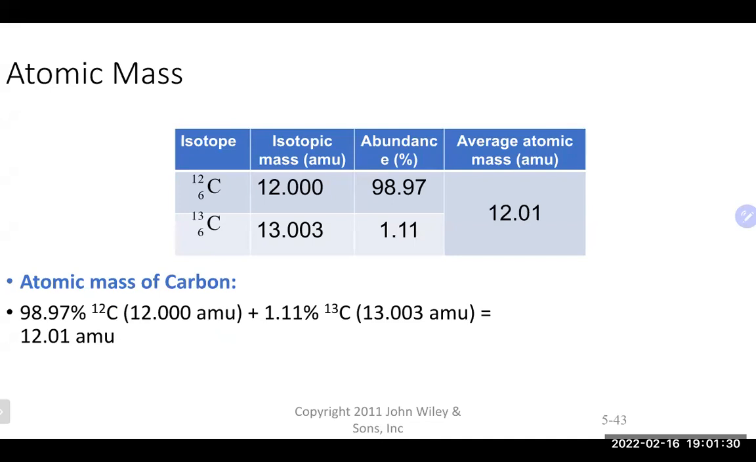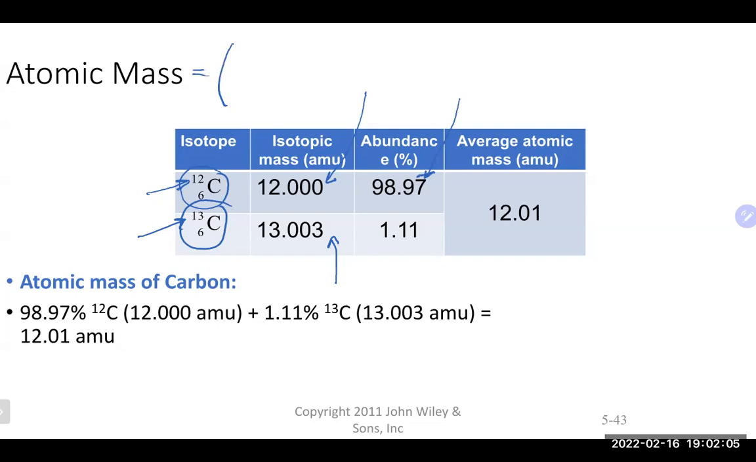So for carbon, this is the carbon-12 isotope. We know that because that's the mass number. That is the carbon-13 isotope. The atomic mass for carbon-12 is 12.00 AMU. For the carbon-13 is 13.003. As I said before, the carbon-12 isotope occurs almost 99% of the time, 98.97%, and 1.11% for carbon-13.